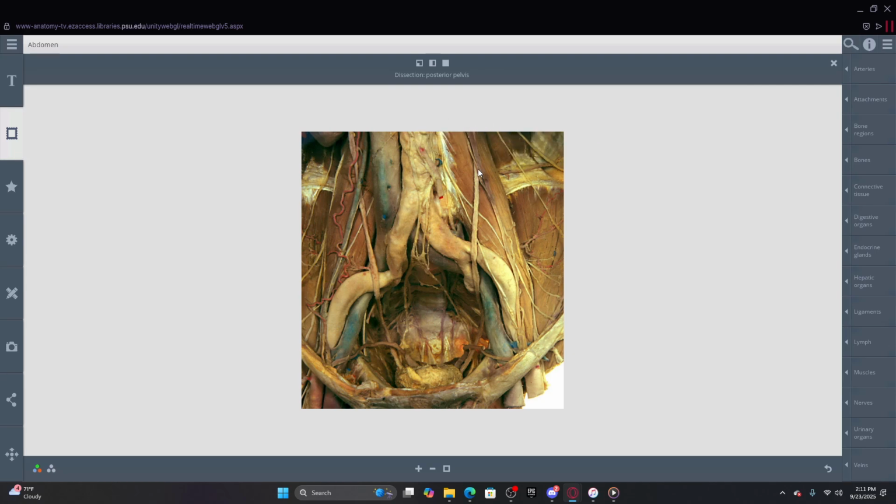abdominal aorta splitting into our common iliac arteries, right? So common iliac arteries. Common, of course, means there's going to be some type of bifurcation as we move down that artery or vein, right? So this common iliac artery is splitting into our external, right? Our external is turning into the femoral artery, right? But we have our external iliac artery, we have our internal iliac artery, right? External, internal iliac artery coming from the common iliac artery.